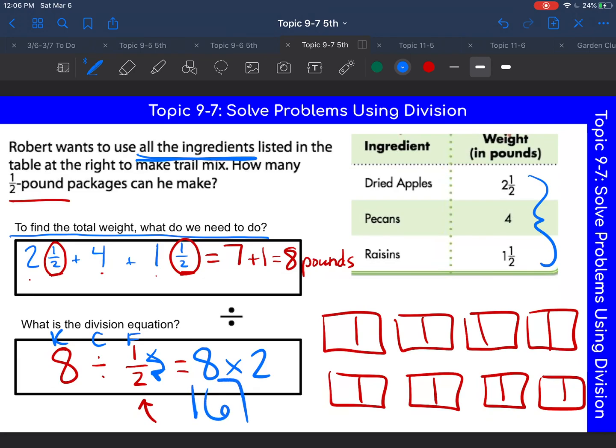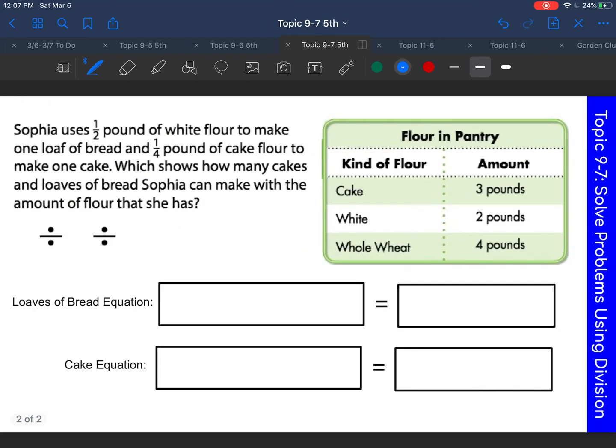So it's 16 half-pound packages. And if you counted all of these, you would also get 16 as well. So solving problems using division, we're just using what we know. We had to add first, so it was kind of a 2-step problem. So let's look at the next problem.